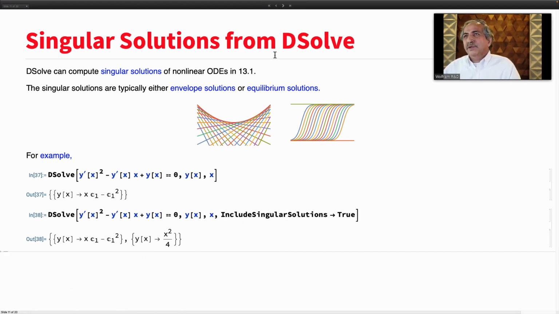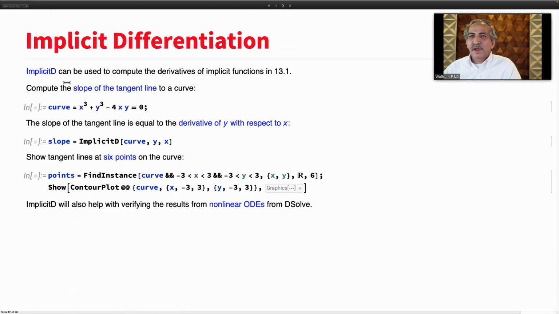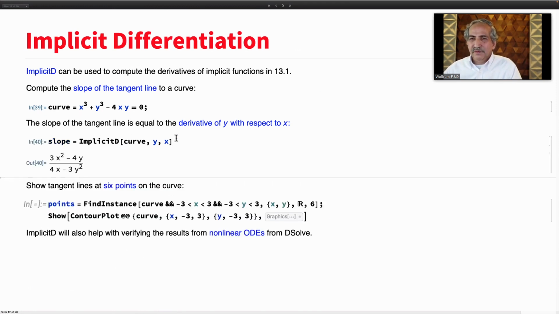Okay, so now I go on to something much more familiar from college calculus, and that is implicit differentiation. So ImplicitD in the new release can be used to compute the derivatives of implicit functions. So here is a curve, and you want to work out the slope of the tangent line. And of course, you could do it by hand. You could ask Wolfram Alpha, but ImplicitD is much more powerful. It gives the answer for this and a wide variety of inputs. So this answer here is the slope of the tangent line at a point x, y.